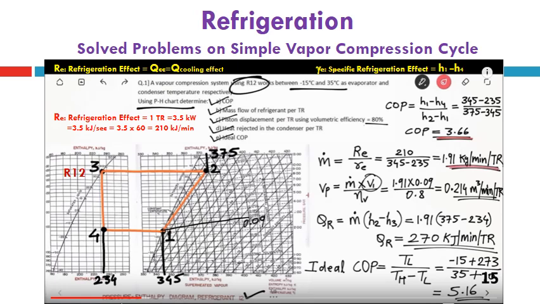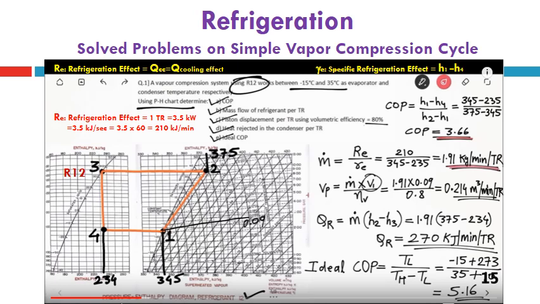And we have now got all these enthalpies, and finally we need the specific volume of state 1, which will be used in the piston displacement equation. So we have the specific volume of state 1, which is equal to 0.09. Firstly, the COP equals H1 minus H4 over H2 minus H1, and when we use the numbers we got from the chart of the enthalpies, we get that the COP equals 3.66.